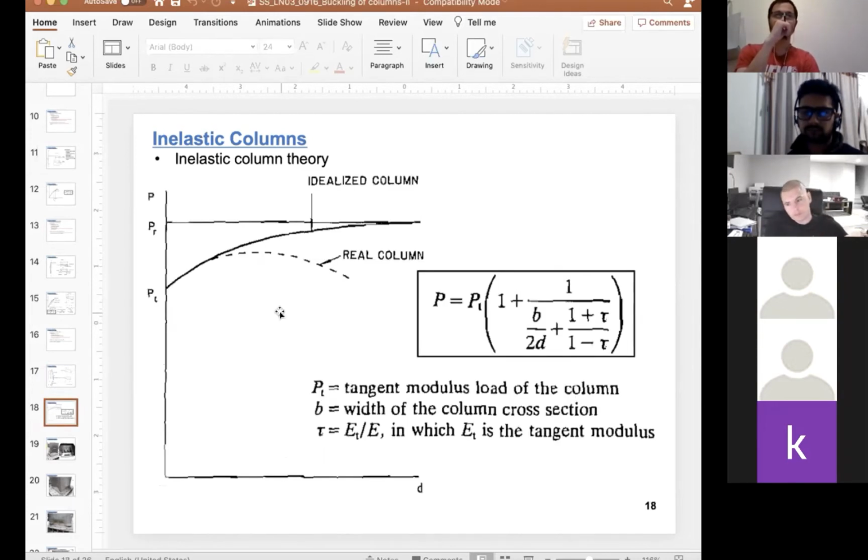Then in the end, the failure load predicted by Shanley's theory, and here please correct this one, this should be P sub S, so we can distinguish this P from other P's. From Shanley's theory, the failure load equals PT, this is actually simple, here is PT, times this ratio. And the tau here is the ratio between the tangent modulus and the original Young's modulus. So from here, you can calculate the predicted failure load by Shanley's theory.